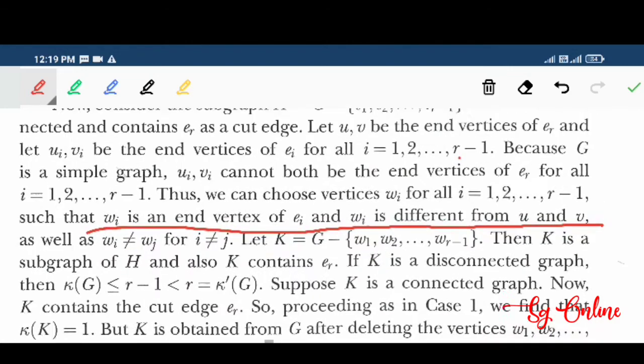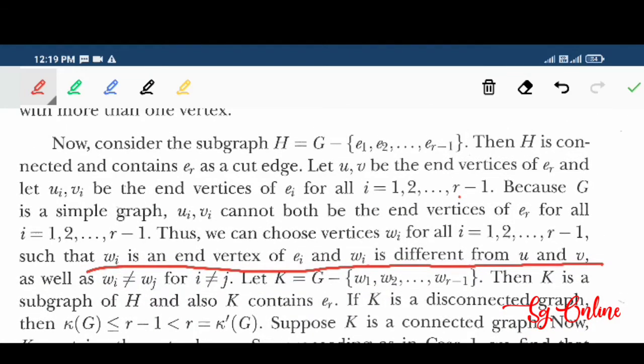Now look at the graph H. Compare these two graphs H and K. H is obtained by deleting E1 to ER minus 1. K is a graph obtained by deleting W1 to WR minus 1, where each Wi is an endpoint of Pi. So already we have deleted E1 to ER minus 1.